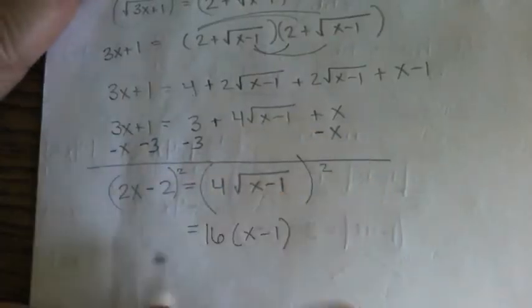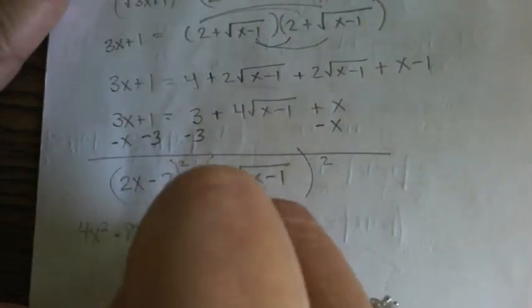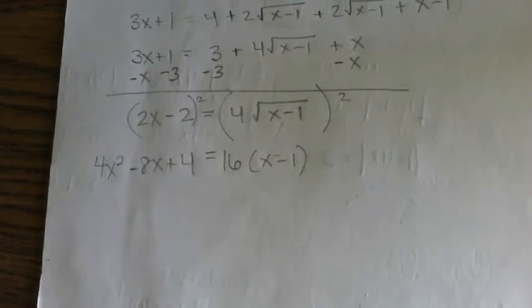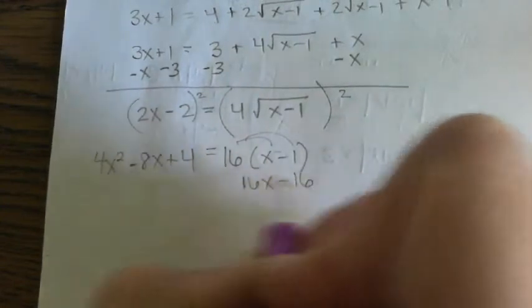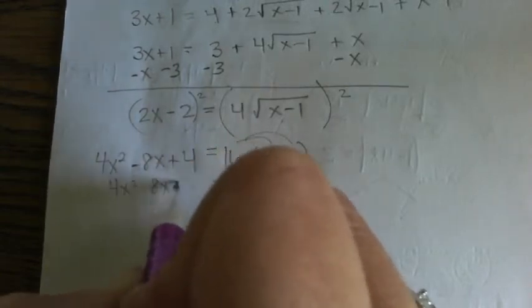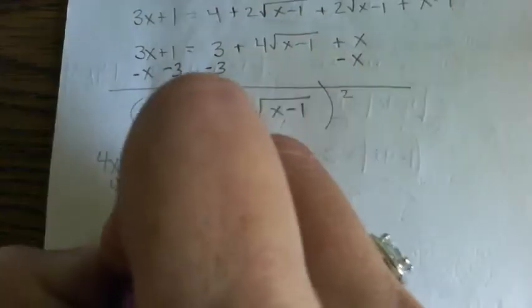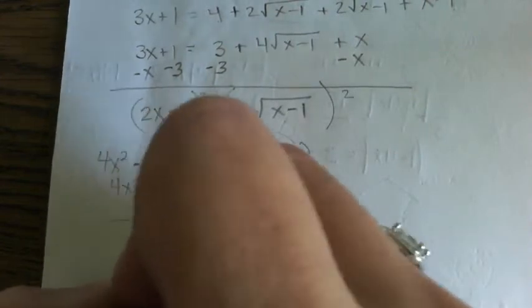So on the left-hand side, when I square that, I'm going to get 4x squared minus 4x minus another 4x is going to be minus an 8x plus a 4. And this is a quadratic. So I'm going to distribute that 16. And then I'll get this whole thing equal to 0 so I can solve it. Subtract my 16x over. Add my 16 over. 4x squared minus 24x plus 20.